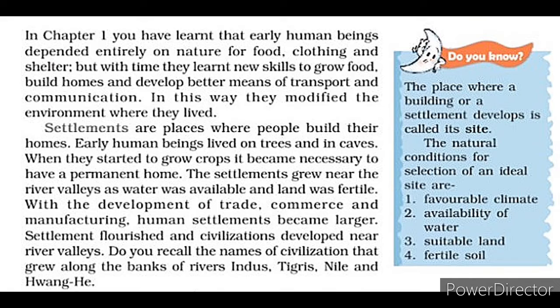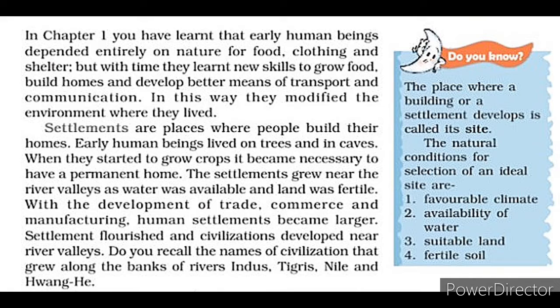Settlements flourished and civilization developed near river valleys, like the civilizations that grew along the banks of the rivers Indus, Tigris, Nile, and Ganges. Basically, in this para, we have discussed that settlements are places where people build their homes. And the place where a building or a settlement develops is called its site.